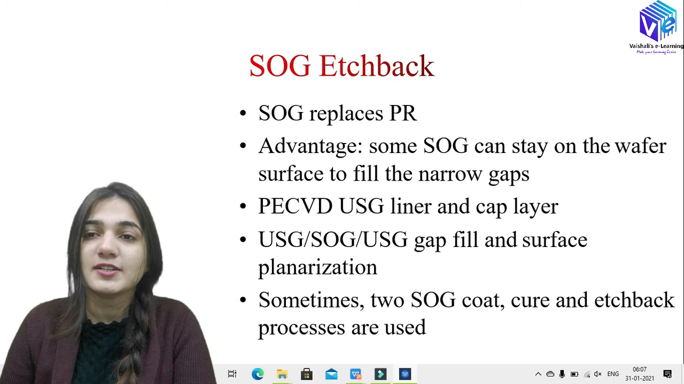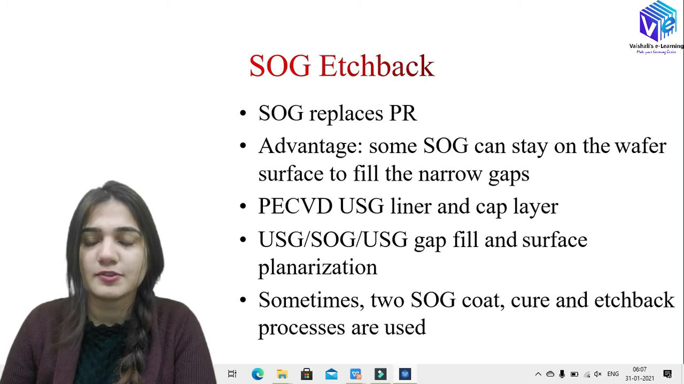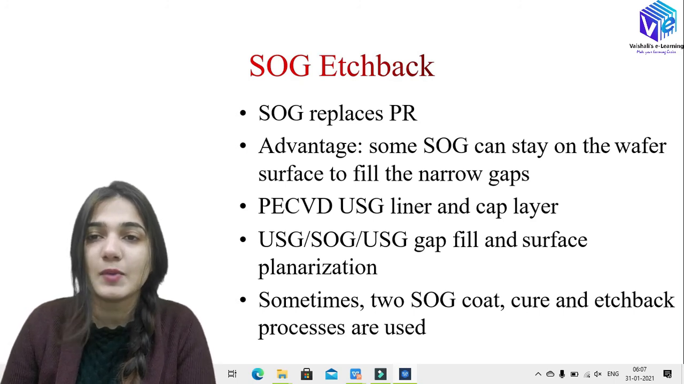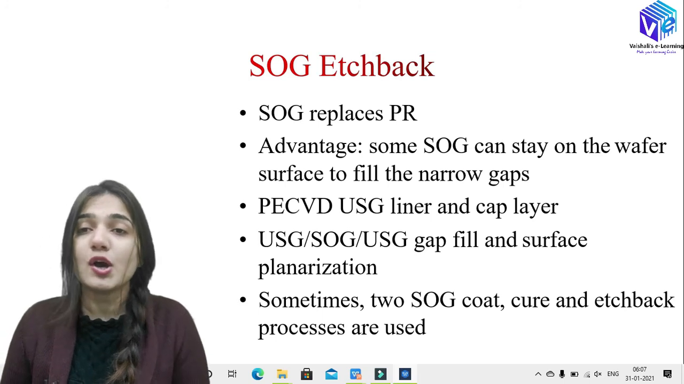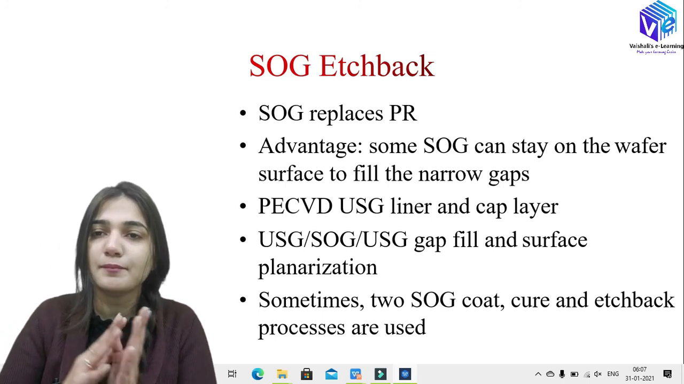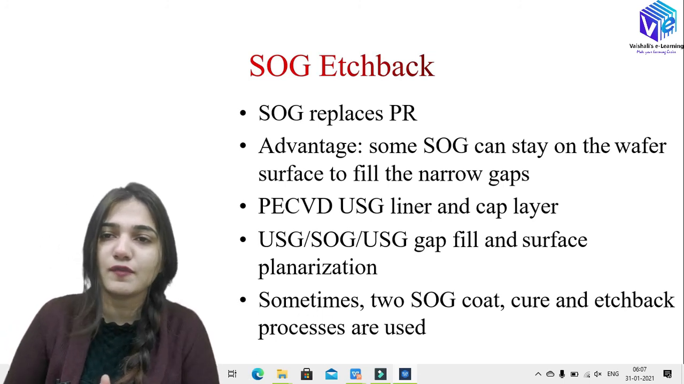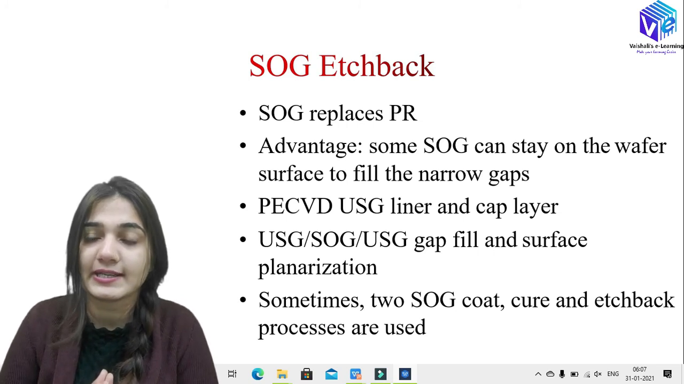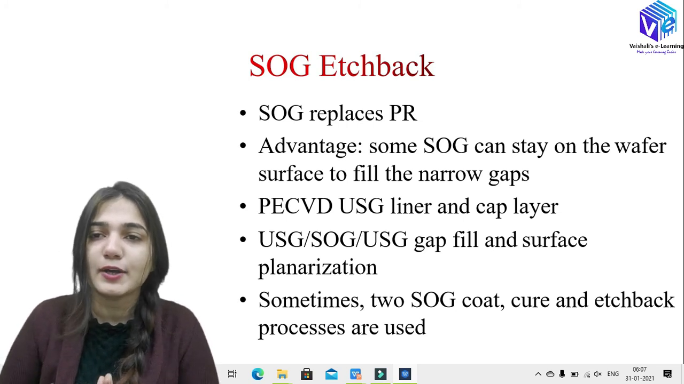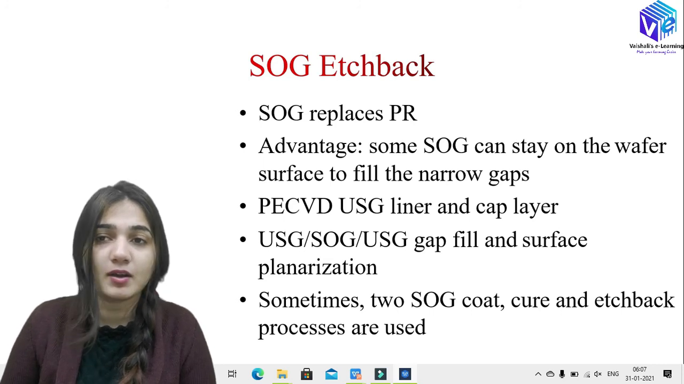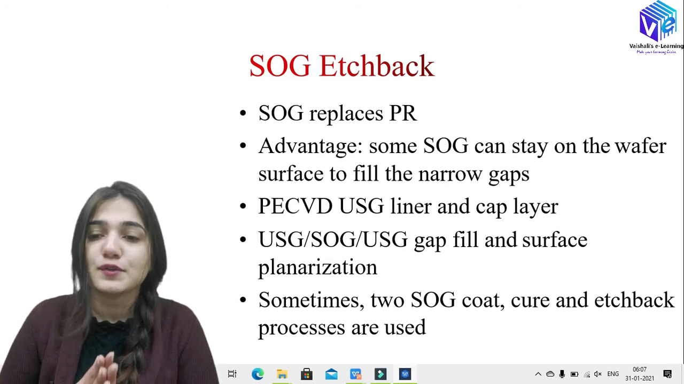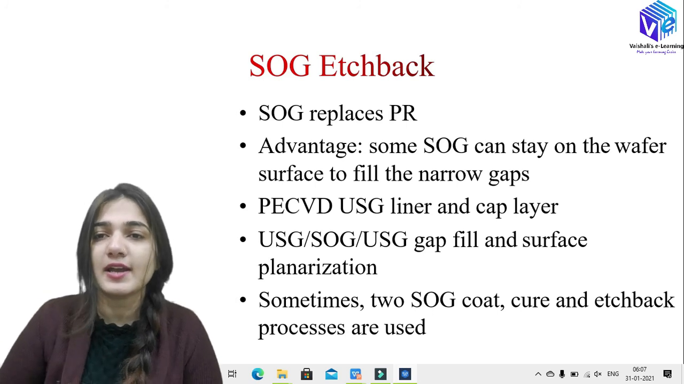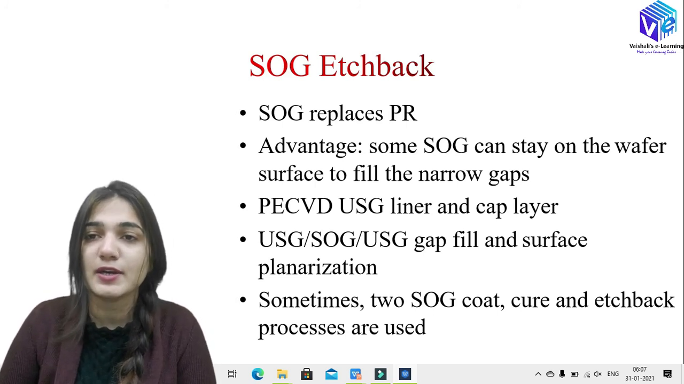So now coming to the spin on glass etchback. Spin on glass etchback is actually replacing the photoresist etchback, because I have already told you there is some problem associated with the removal of the photoresist by the extra oxygen radical, and for that we may require 2 to 3 cycles, which makes this process very time consuming. So now we have used SOG etchback as a replacement for the photoresist etchback.